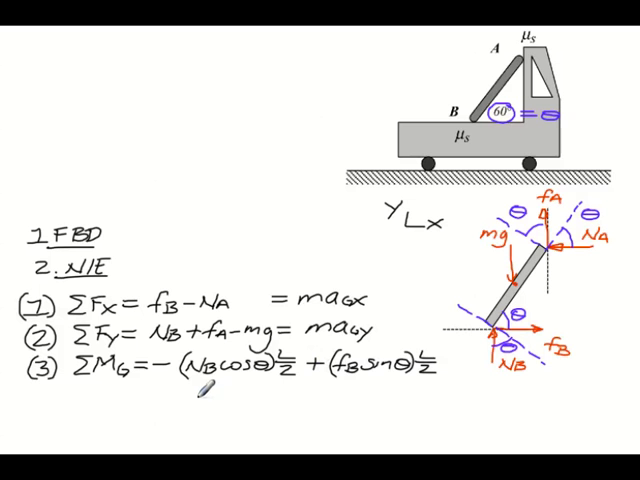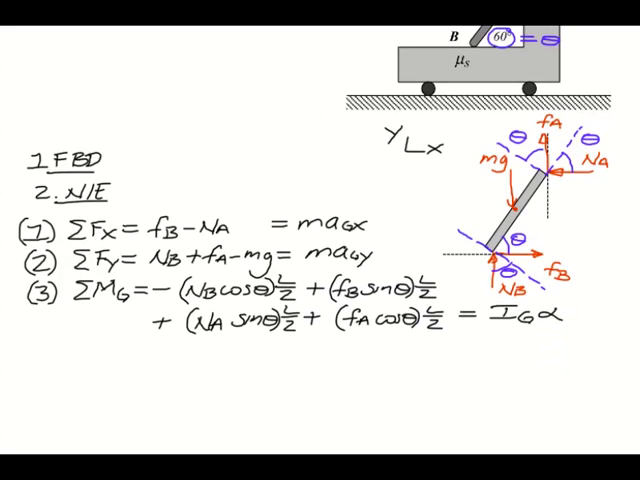We do the same thing for NA. Its component perpendicular to the bar is NA sine theta. Moment arm of L over 2, and that's in the plus k. Friction force FA, its component perpendicular to the bar is cosine theta times FA. Moment arm of L over 2, and that's a plus. And we know from the Newton-Euler equation that's the mass moment of inertia about G times alpha for the bar.